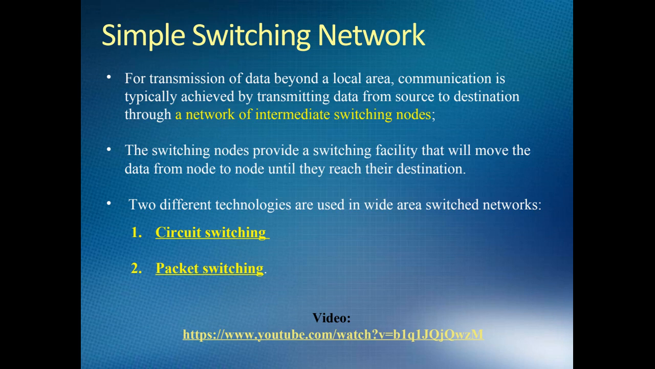We need to decide. And it is achieved by transmitting data from source to destination through a network of intermediate switching nodes. That's why we call it switching network. Okay? So we have two types, circuit and packet. We'll see the video at the end.